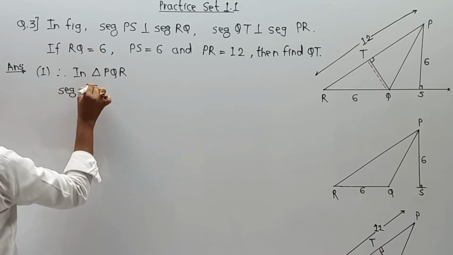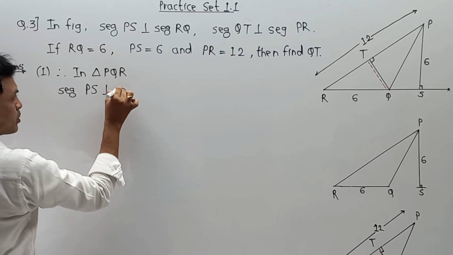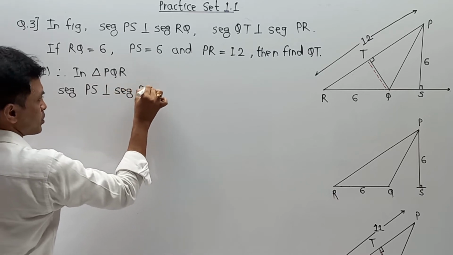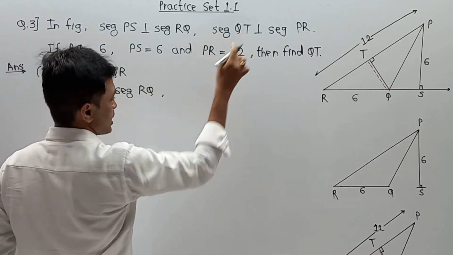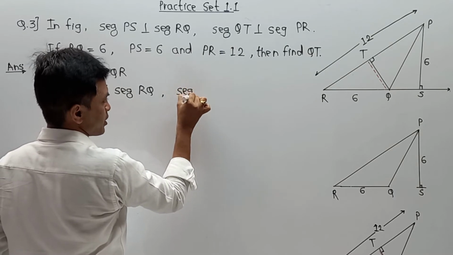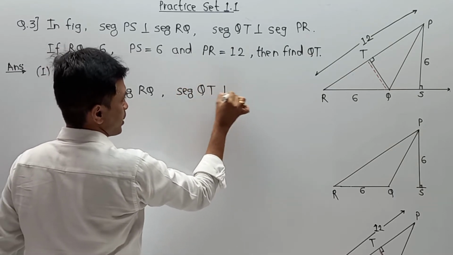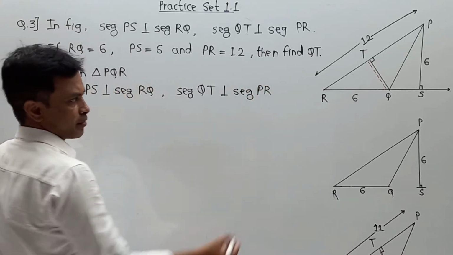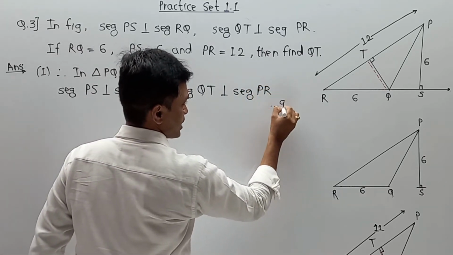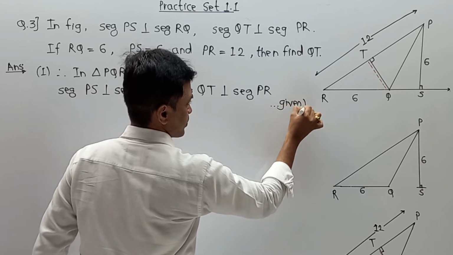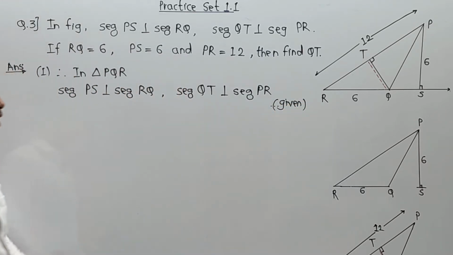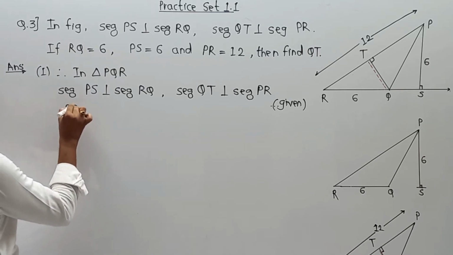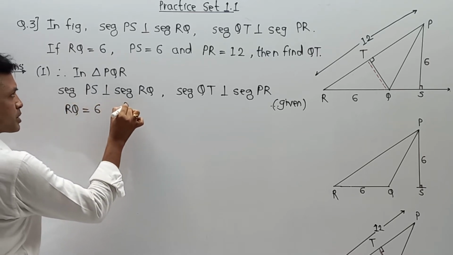PS is perpendicular to RQ. Second part, QT is perpendicular to PR. Definitely, in the part of reason, we can easily write it as given. Also, they have given RQ equal to 6.